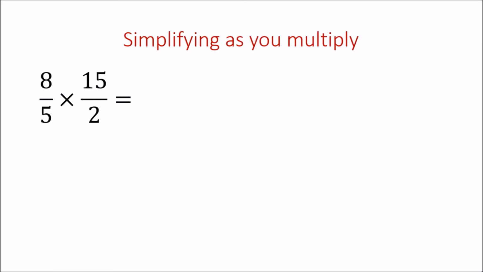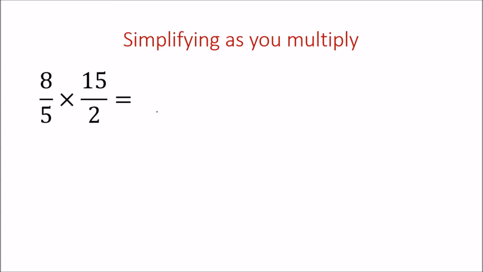Sometimes when you multiply fractions, you can get some very big numbers. So here you would need to do 8 times 15, which would actually give you 120. In some cases, that would result in quite a lot of simplification that you would need to do at the end of the problem.